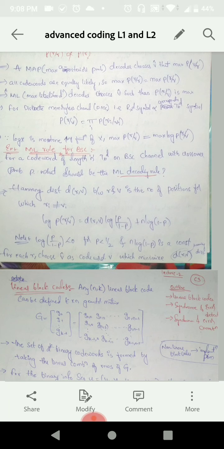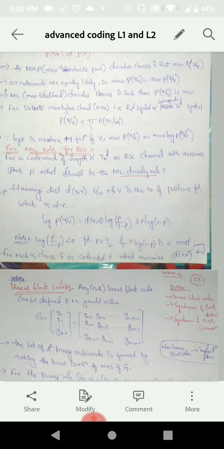So now linear block codes. Linear block codes can be defined like this, where n comma k linear block codes can be defined by using a k by n generator matrix G, with rows g0 to g k minus 1, which is nothing but the n comma k linear block code. So we can say there is a possibility of 2 power k binary code words formed by using the combinations of the rows of G.